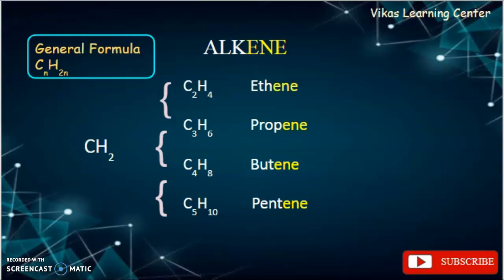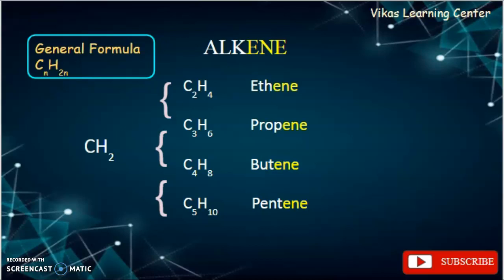The same thing you can notice here between the first and the second member of alkene, that they differ by 1 carbon atom and 2 hydrogen atoms. And the same you can notice between the second member and the third member of alkene, as well as between the third and the fourth member of alkene. Here also you can say that the consecutive members of alkene in the series differ by the CH2 group.